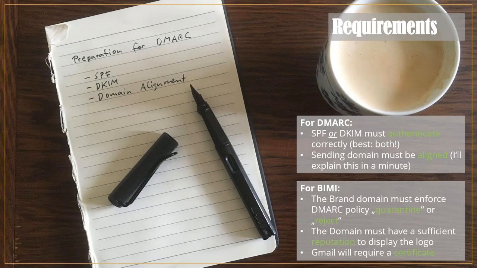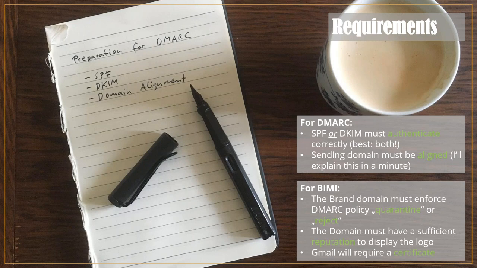Speaking about the requirements now, we know what DMARC means, or more or less we hope we have an idea. Now we would like to start. For DMARC, we have the requirement that the mail must authenticate correctly. We must prove our identity. That can be done via SPF or DKIM, and I won't explain that again. Or both, in the best case, both.